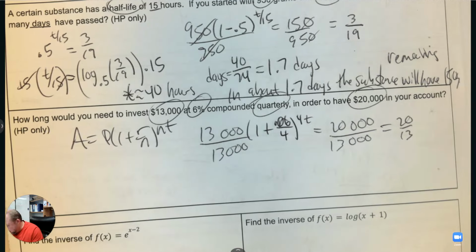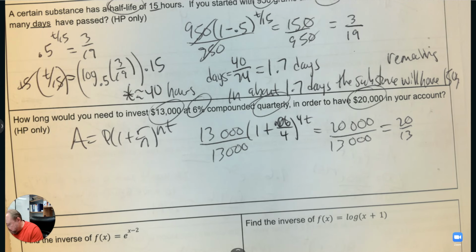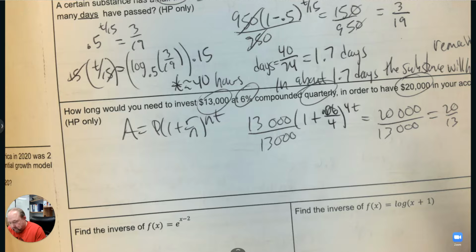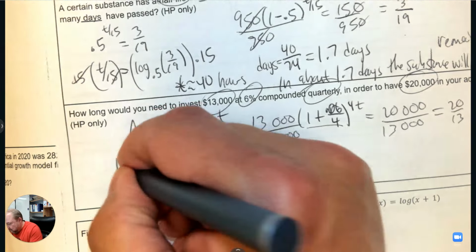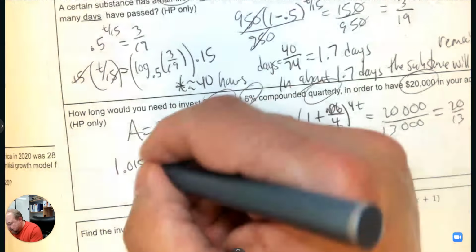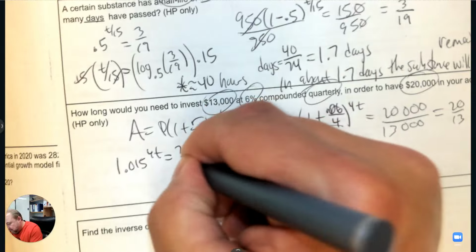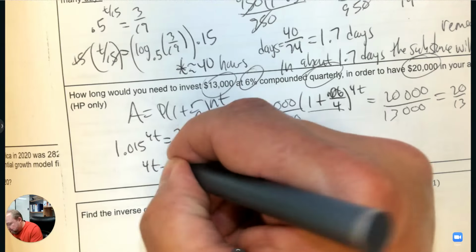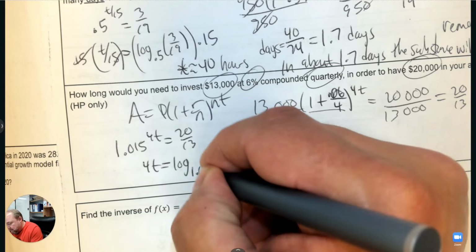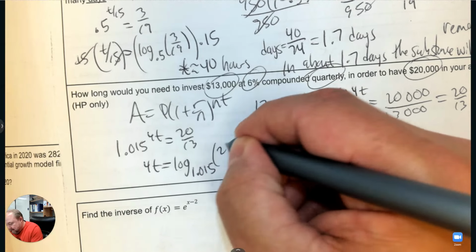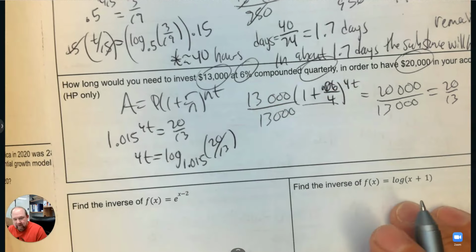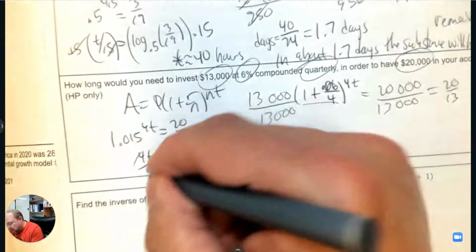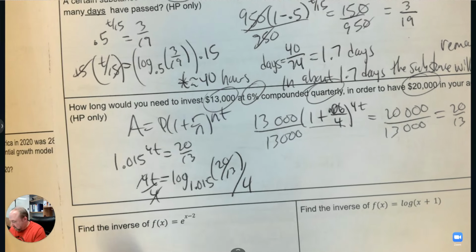I'm going to add this. In my calculator, I'm going to go 1 plus 0.06 divided by 4. Okay, that's 1 point. So I just put this in my calculator, and I got 1.015 to the exponent 4t is equal to 20 over 13. Then I'm going to write it as a logarithm. So the log has a base of 1.015, and then inside the logarithm is 20 over 13. So I'm going to do that in my calculator, and then take that answer divided by 4, and that will give me the answer.